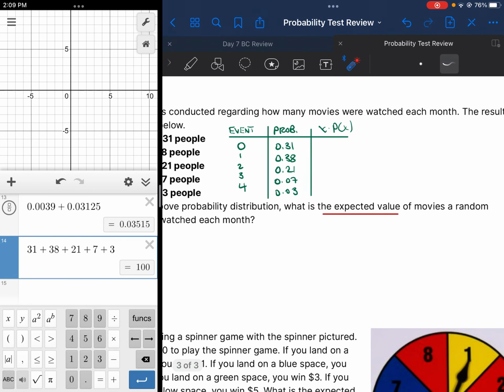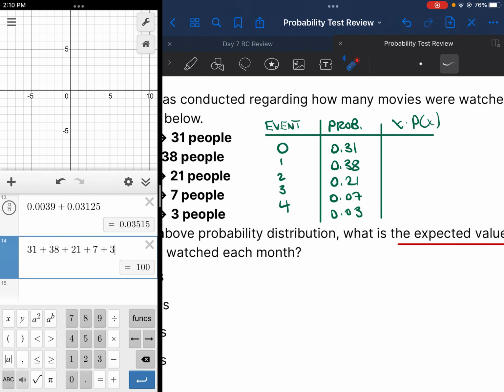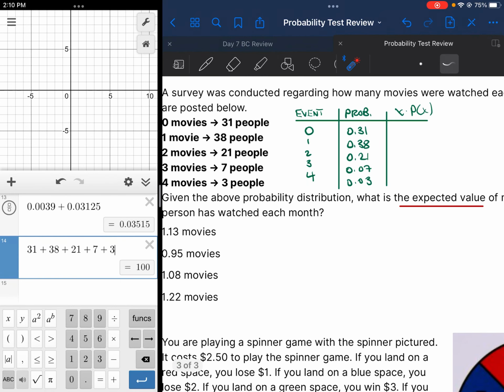So the value that we're looking for here is the expected value for the number of movies a random person has watched. So the event is doubling as the value here. That's what we're trying to calculate the expected value of. So 31% chance you watch 0 movies, 0 times 0.31, that's going to be 0. Let's go ahead and add all these up together. E of x.